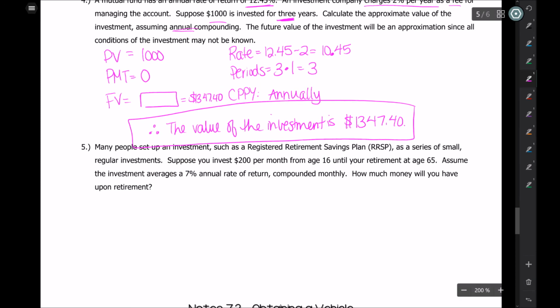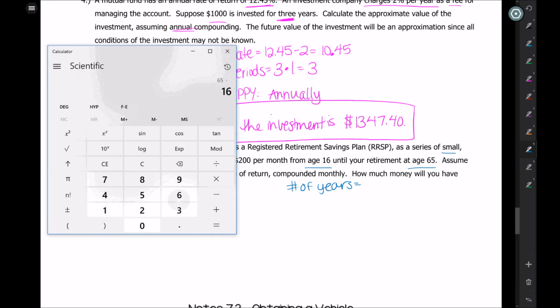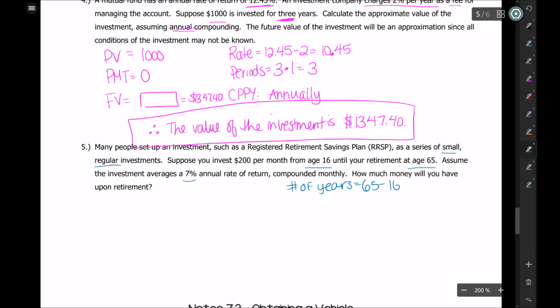All right, last one we have here. Number 5, many people set up an investment such as an RRSP as a series of small, regular investments. So suppose you invest $200 per month from age 16 until your retirement at age 65. And assume the investment averages a 7% annual rate of return. So right here, we need to look at what we have to do for this type of question. First thing is I want to figure out the number of years because it doesn't outright say it. So 16 to 65 right here. So 65 minus 16, the number of years is going to be 49 years. So you know you're investing for a total of 49 years.